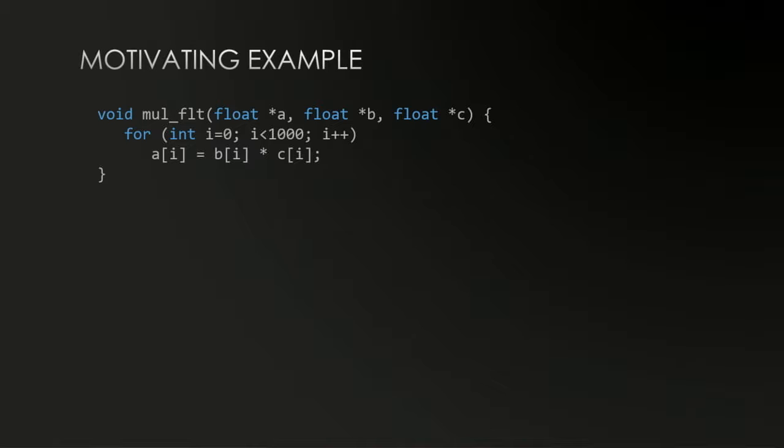So we're going to be spending a little bit of time on this code right here. It looks a lot like that last example that I just gave about vectorization. It's the same for loop. It's the same inside. A sub I equals B sub I times C sub I.